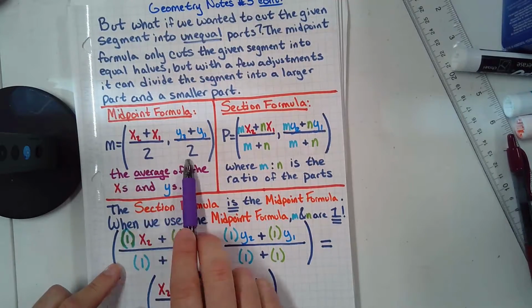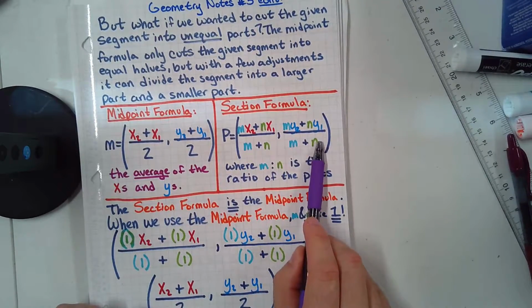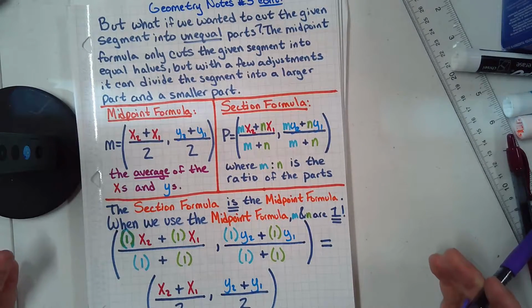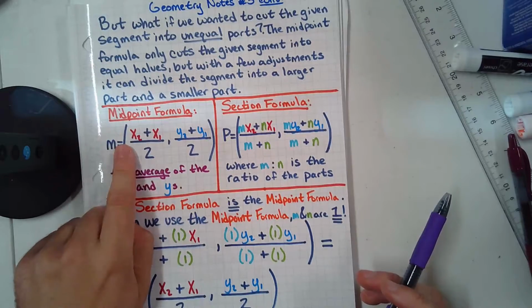This is the midpoint formula. Average of the x's, average of the y's. Section formula has m and n in there, right? And if you missed it in yesterday's lesson, m and n are here too. They've always been there. We just haven't seen them.